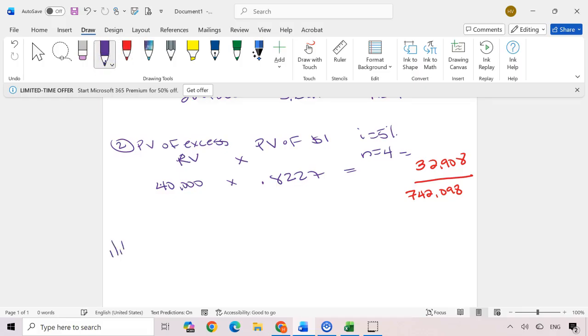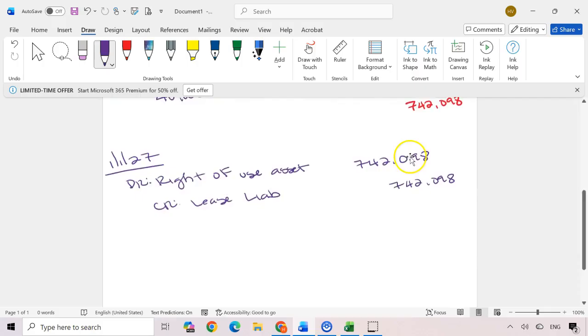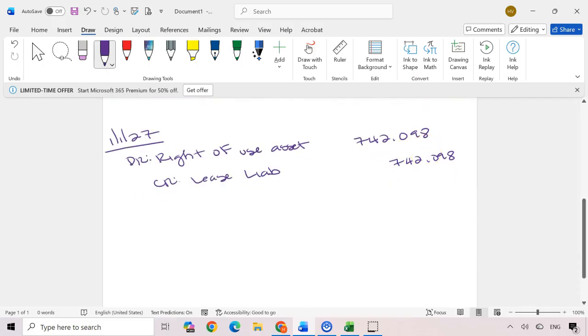So let's book that entry. This is the start of my lease on 1/1. I'm going to debit right of use asset for $742,098, and I'm going to credit lease liability for the same amount, $742,098. Okay, now let's fast forward to December 31, where we have our first lease payment for $200,000.